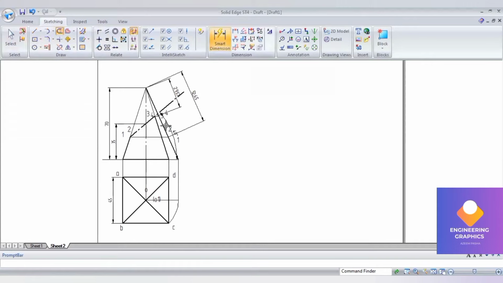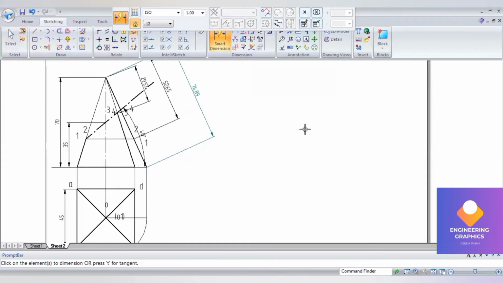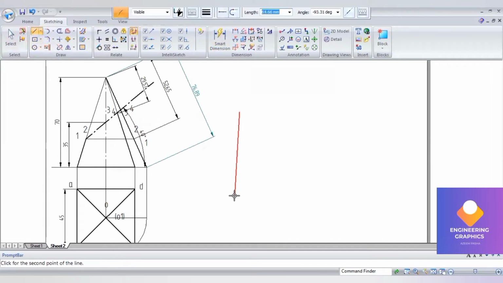Okay, this is drawn with the slant edge length, so we have to find out the slant edge, that is 76.889. That is what we are getting. Okay, so draw a vertical line of 76.89, enter, and here go to arc by center, measure this length and draw an arc.